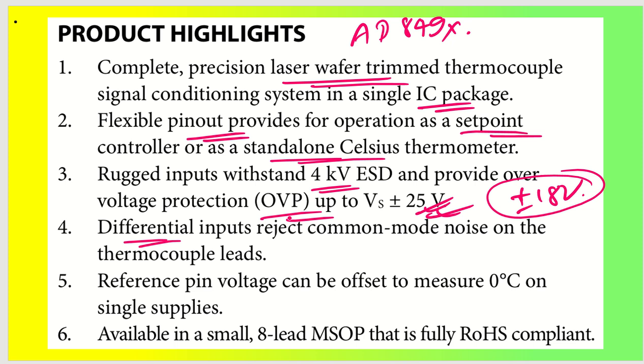Then the reference pin voltage can be offset to 0 degree centigrade. That's what I told you. If it is measuring, let's say, 10 degree centigrade to 50 degree centigrade, if you want, you can pull this down to start from 0 degree centigrade onwards. Okay. And it is available in a very small 8 lead MSOP package. Now let us talk about the specification.